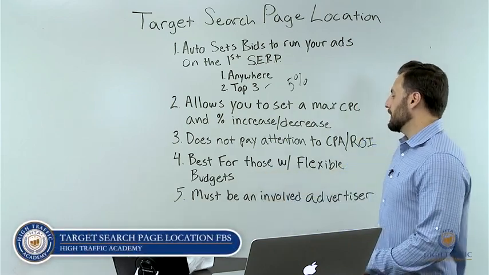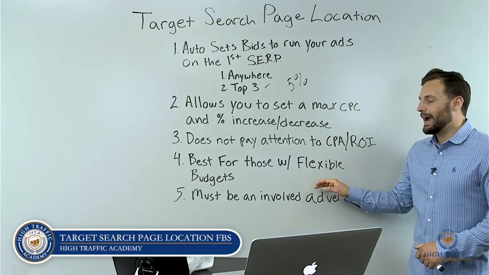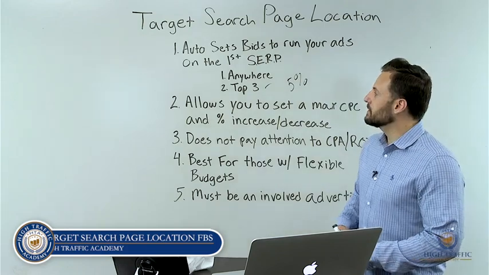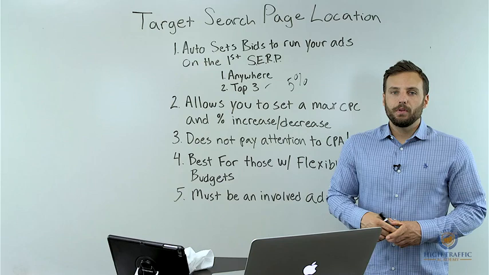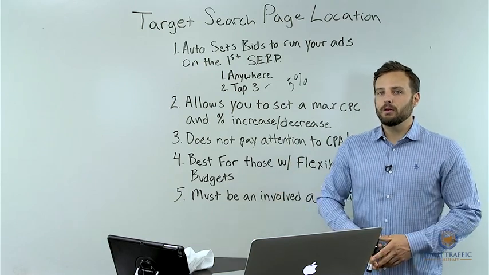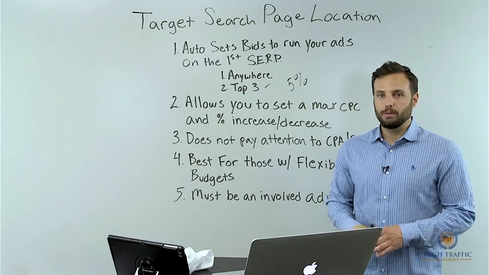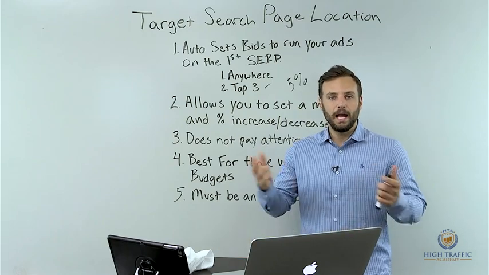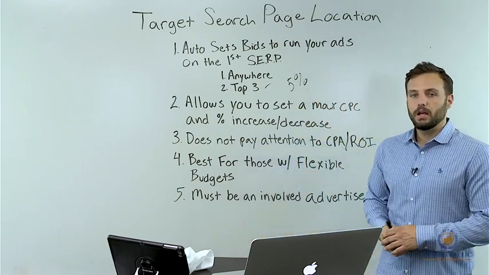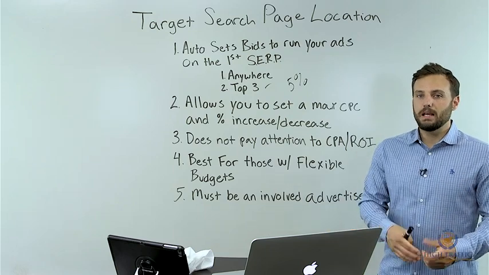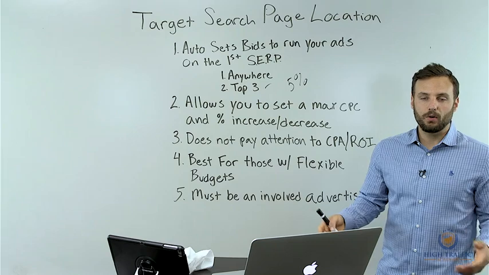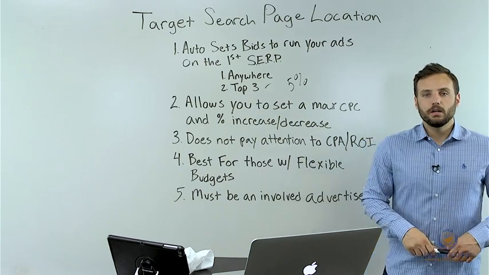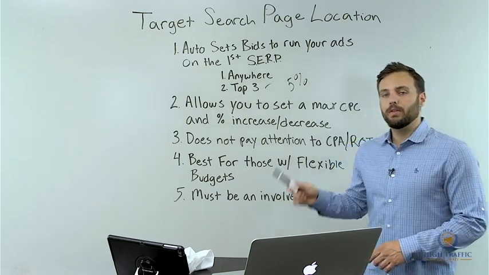The fourth point is that this is best for advertisers with a flexible budget. And what I mean by that is if you're bidding to be in the top 3 positions, you better not have a $25 a day budget, because you're going to run out very quickly depending on the advertising space that you're in. You could be in a competitive niche where the average cost per click is $5 a click, and you could be in a very easy niche, or low price point niche, and the average cost per click could be 25 cents a click. So these are things that you're going to need to take into account.